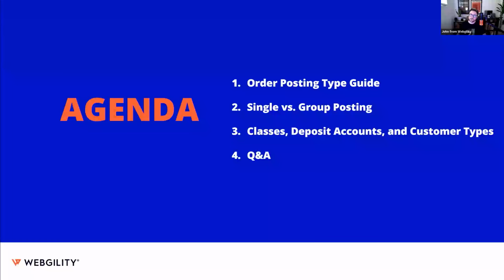Then we'll get into the difference between single and group posting. This is something that we've talked about pretty regularly on some of the other sessions, just when you should use transactional versus consolidated posting. We'll talk through, at the end, classes, deposit accounts, and customer types. Those are all pretty straightforward conversations, just specifically what Webgility recommends and how Webgility works with those. And then we'll end before the Q&A. We'll have Arun go in and demo all these concepts: where to find the ability to change your order posting type, where to change from single to group posting and what that affects, and then all the other settings that are mentioned here. So at the very end, we'll end with a Q&A.